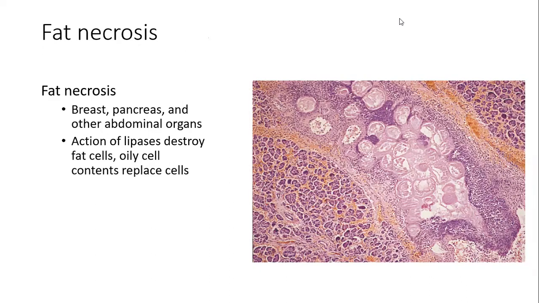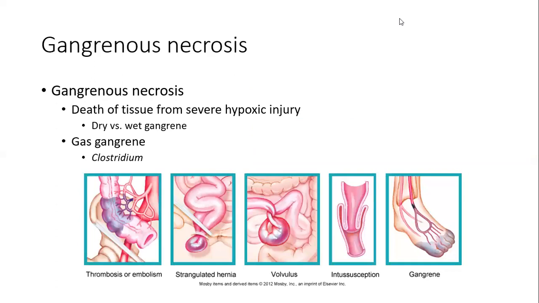Then there's fat necrosis, which is injury to and destruction of fat cells, more common in the breast, pancreas, and other abdominal organs. In this case, lipases destroy the fat cells, and the oily cell contents replace the cells, and you get loss of functional cells there. That is commonly seen in liver disease.